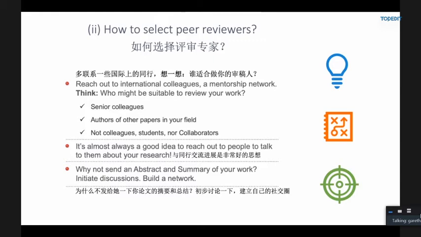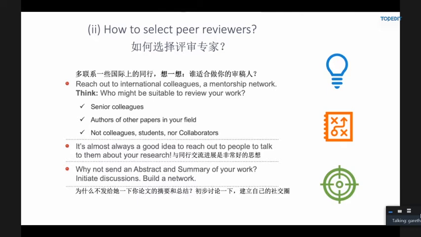Having said all of this, the basics of understanding peer review, right? The second aspect of this is the submission process. How can you select peer reviewers? People often ask us this question in workshops. I'm about to make a submission to an international journal. How can I select peer reviewers who would be good, who would give me favorable comments on my paper?